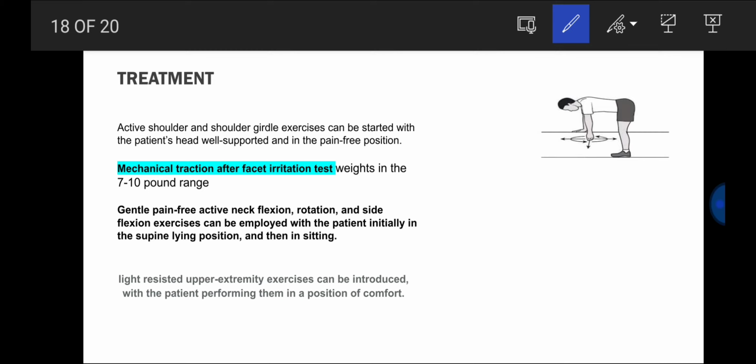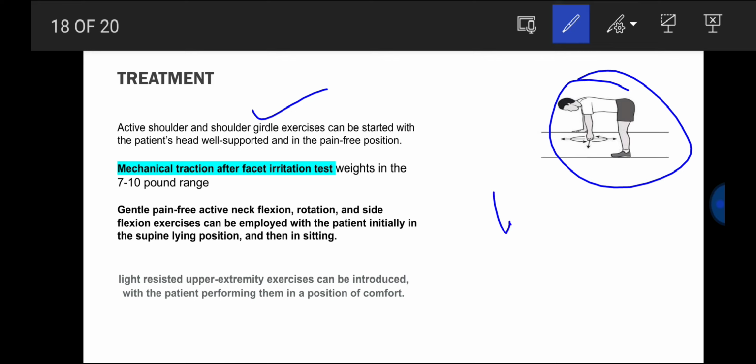And for the ultrasound, you can watch my video, where I explain how you can calculate the doses of ultrasound. Next is the active shoulder girdle exercises. You can start like this, with upper limb exercises and whole shoulder girdle strengthening exercises. Mechanical traction you can give if the patient has no pain with the manual traction. Then you proceed to the mechanical traction.